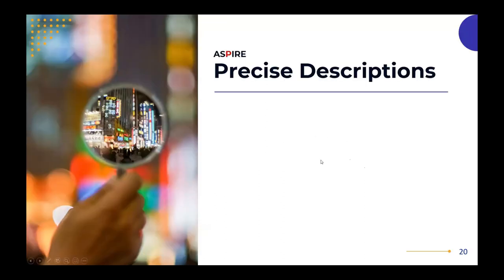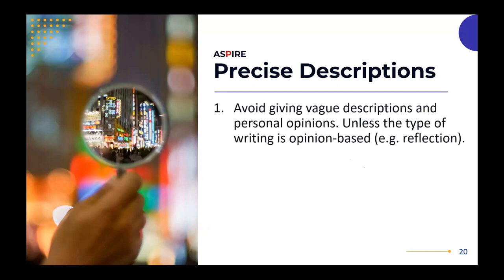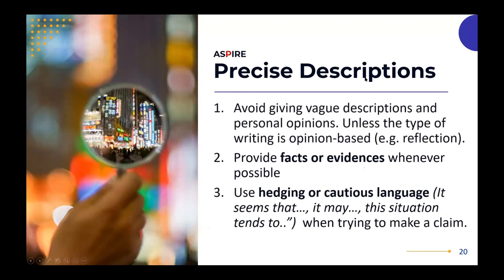Just now it's about scholarly citation. That part took up quite some time, but this is a quick one. In any academic writing, try to give precise description. Be precise as much as possible. Like I told you just now, whenever we give facts or evidences, it should be supporting, right? Don't give vague sentences or statements without supporting.